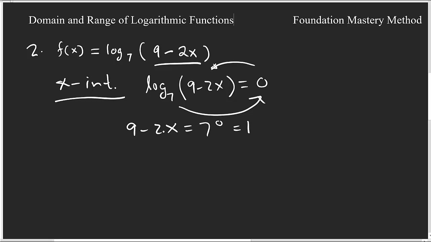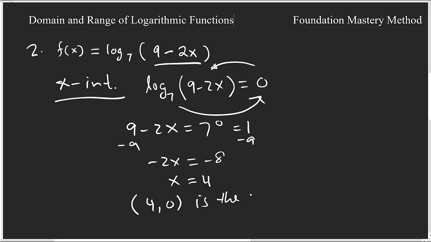Now we need to solve for x. In this case, if you subtract 9 from both sides, you get negative 2x equals negative 8, and then x will be equal to 4. So your x-intercept is (4, 0). Now what is the y-intercept?